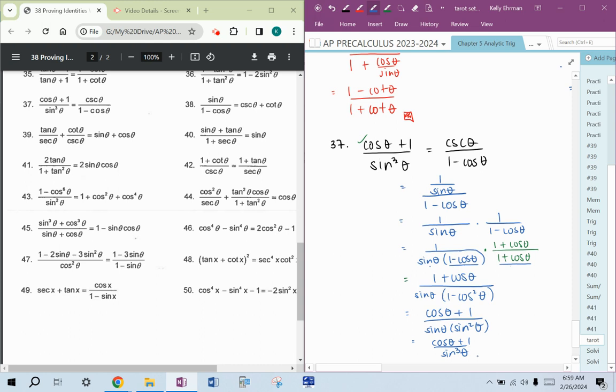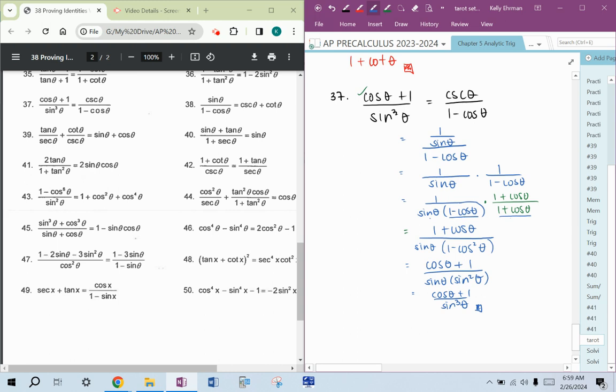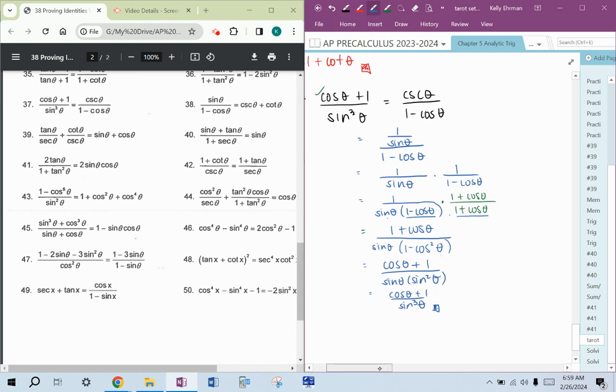Now, if you check the key that I posted, I believe I started on the left side and almost went in the exact reverse order. I separated these out, and then I probably rewrote sine squared as this, and then I factored, and then I canceled. So I think this, maybe starting on the right side, is a little more close to what we've been doing.